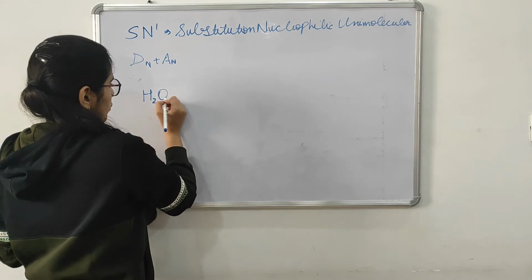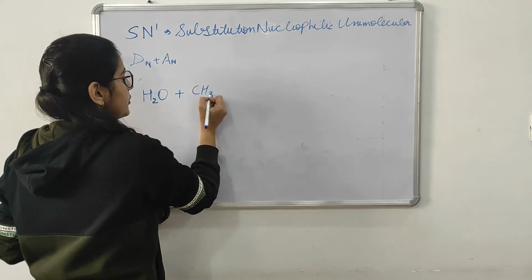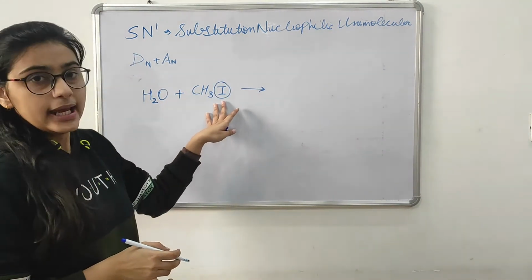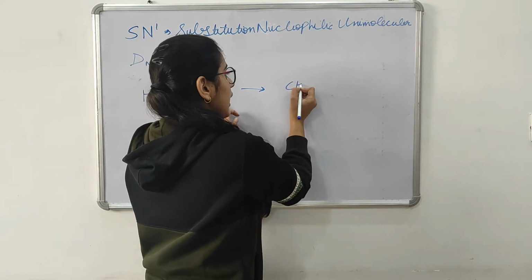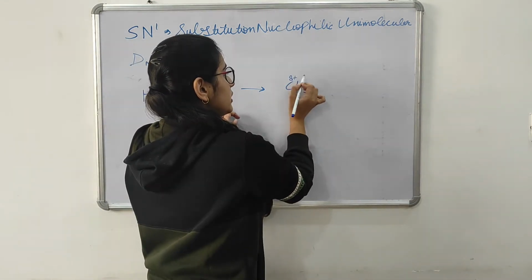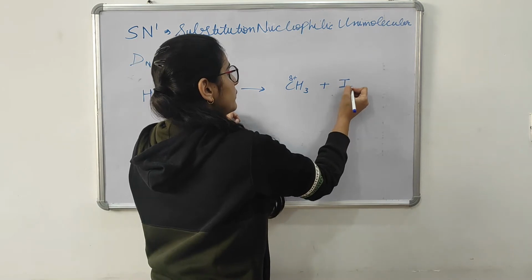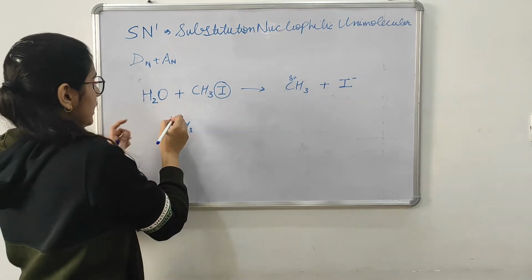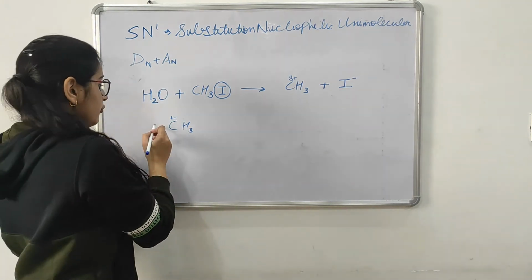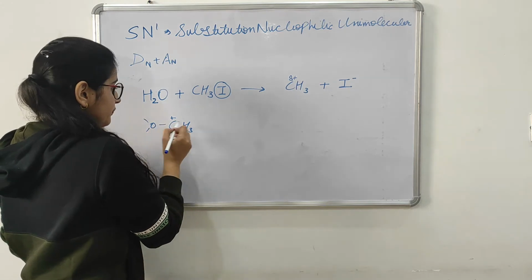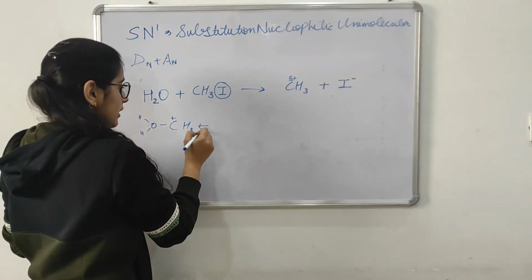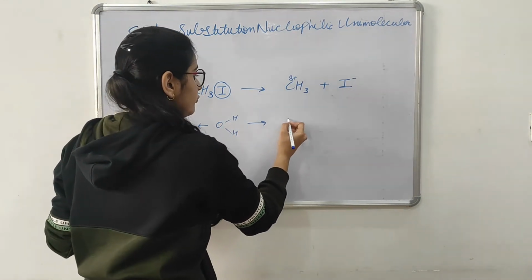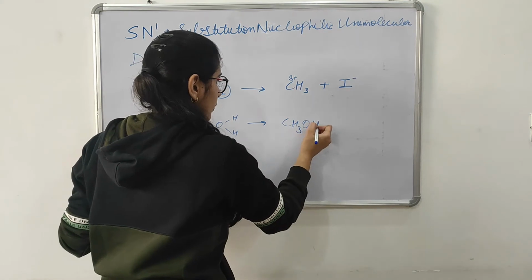Suppose this is our nucleophile and this is our substrate. So here first this nucleophile will dissociate from this methyl group and we will get a partial positive charge on this carbon. Now here the nucleophile can attack from both the directions, from here as well as from here. So here we will get this CH3OH group.